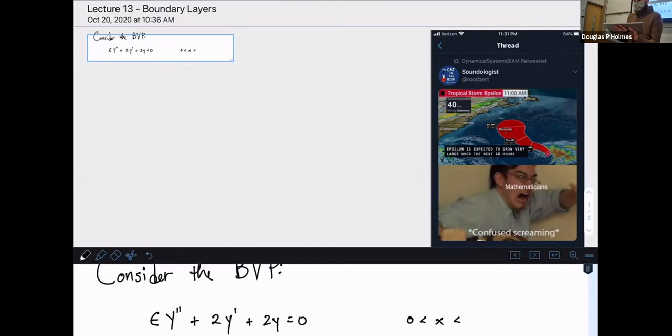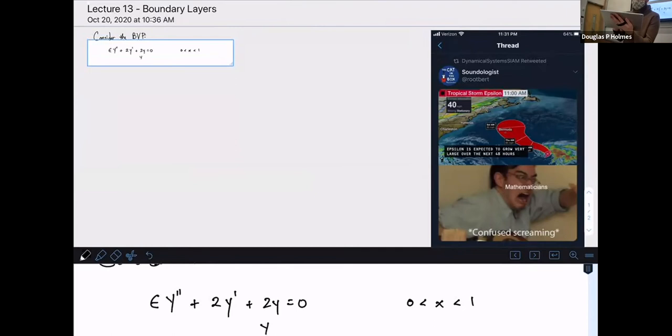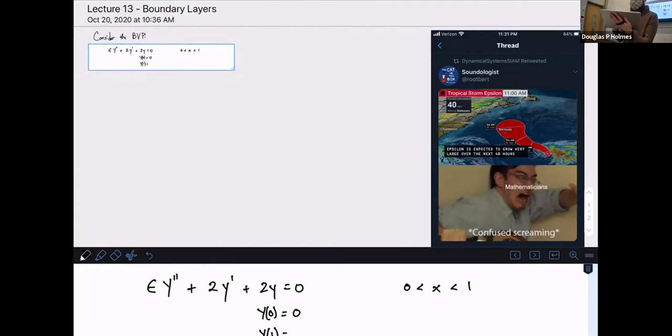This is a second order ordinary differential equation, so we need two boundary conditions. Those boundary conditions impose the value of y. The first one is that y at x equals 0 is 0. And the second is that y at x equals 1 is 1.